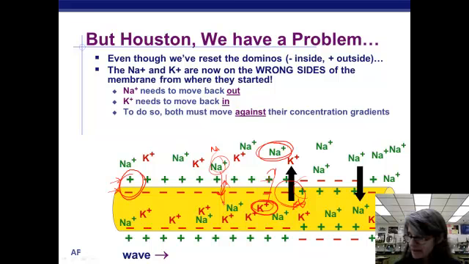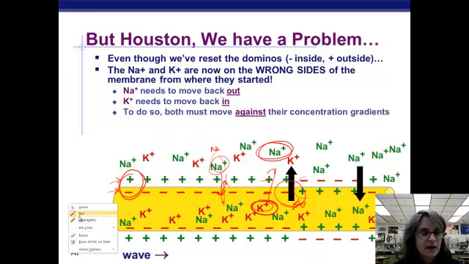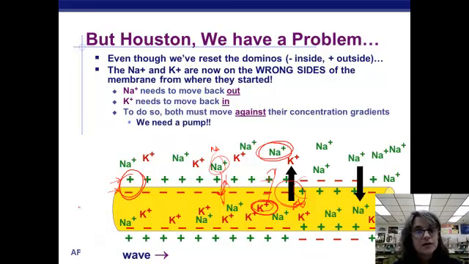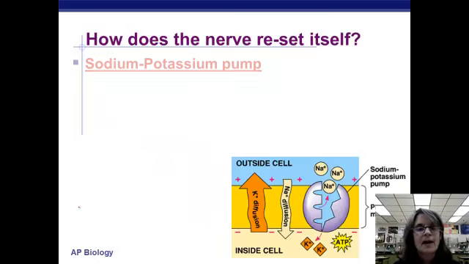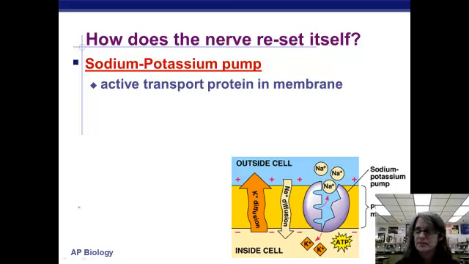And in order to do that, we need a pump. We need a protein pump that will push the sodium and the potassium against their concentration gradients. And there is a pump that exists to do just this thing. It's called a sodium-potassium pump. The sodium-potassium pump is active transport. So if you are asked for an example of active transport, here it is, very vital in the neuron.